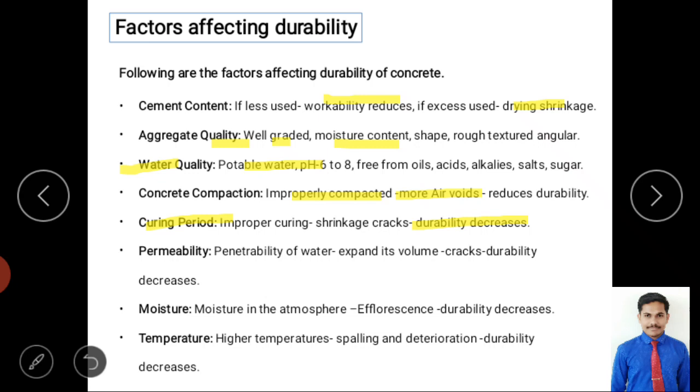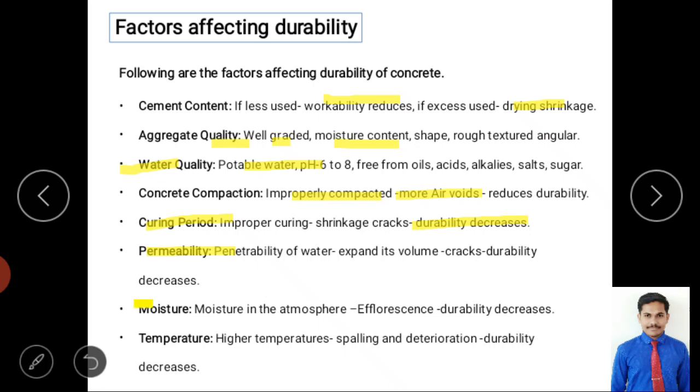So next is permeability. We know what you mean by permeability, right? It is the penetrability of water. If water penetrates more into the concrete structure, definitely it expands its volume. When it expands its volume, deformation will take place. Due to the deformation, cracks will form, and due to the cracks, durability decreases. When water penetrates the concrete, there will be a change in volume. When volume is changing, we will get cracks. When you get cracks, durability decreases, right?